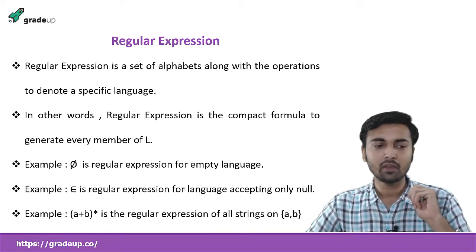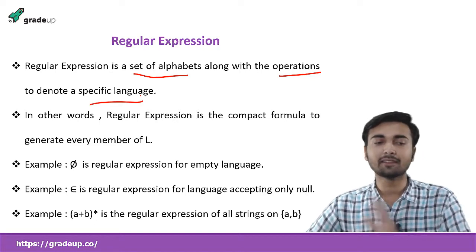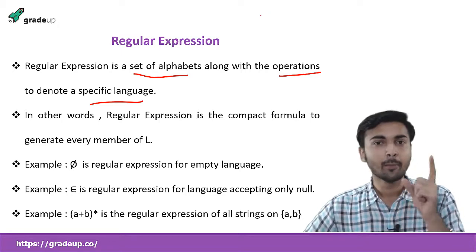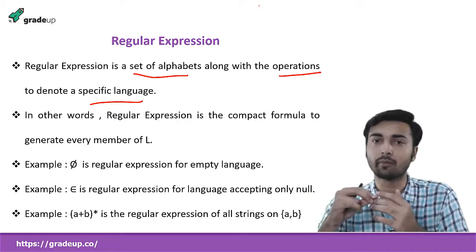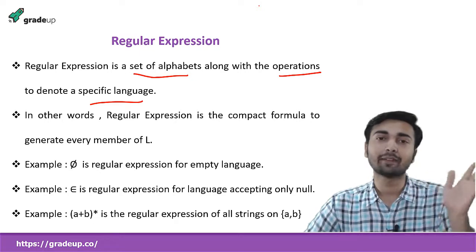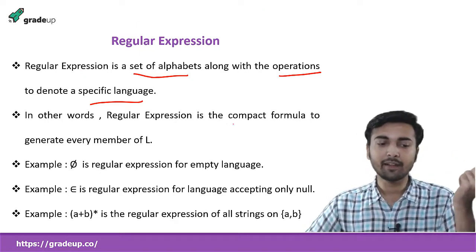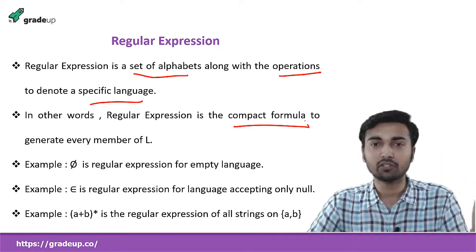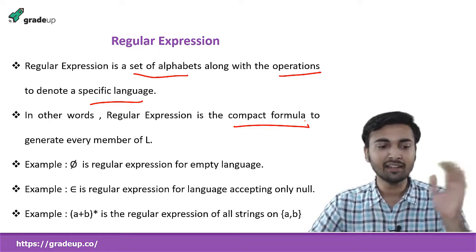See the definition. Regular expression is set of alphabets along with operations to denote a specific language. Regular expression is nothing but set of alphabets on which some operations are performed to denote a specific language. Clear? In easy words, regular expression is a compact formula to generate any language. I want to generate any language L, so regular expression will be a compact formula for that language L. Got it?